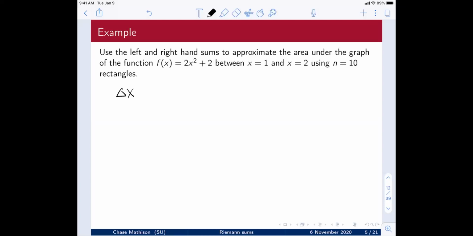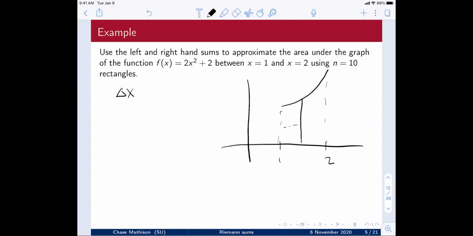Well, if I draw this out really quick, I'm going from x equals 1 to x equals 2. I'm doing something like, there's my function. This is what I'm trying to find the area of, right? And so I'll come over, here's a general rectangle.